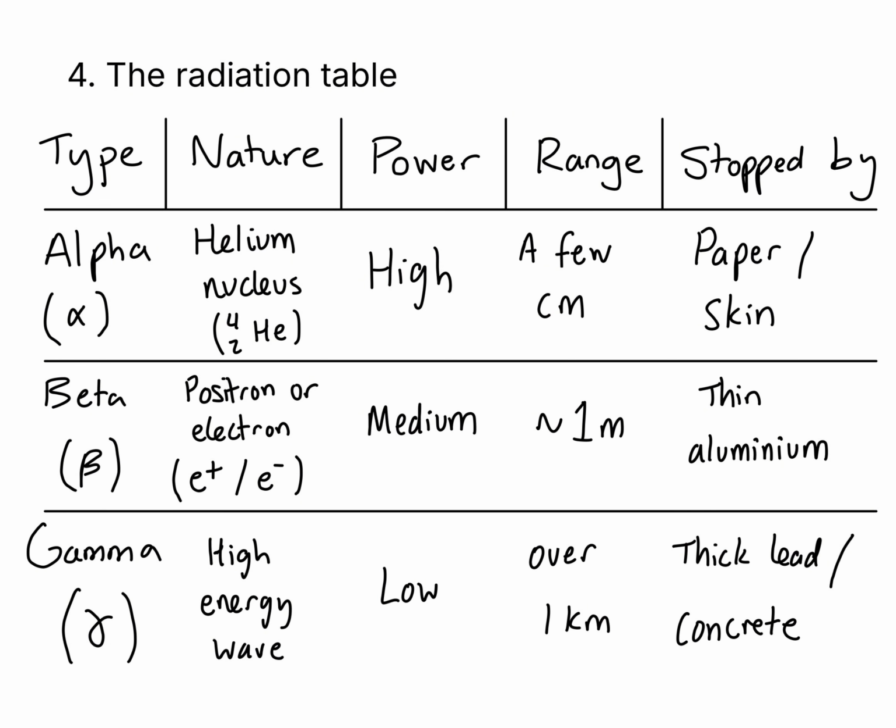Notice the pattern. The more strongly something ionizes, the less far it gets. Ionizing power and penetrating power run in opposite directions, and that's not a coincidence. Ionizing is exactly how the radiation loses its energy.